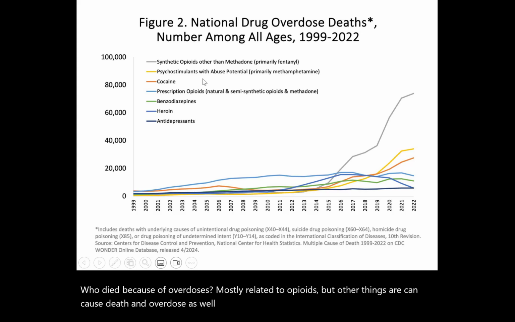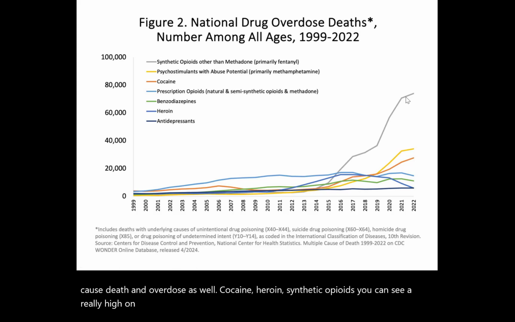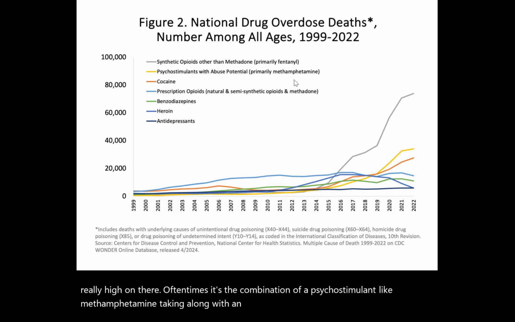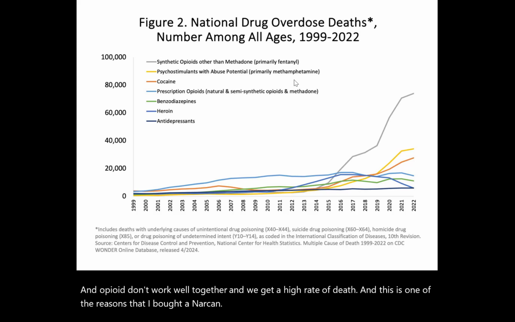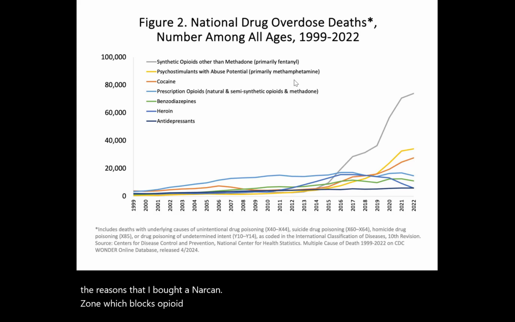Cocaine, heroin, synthetic opioids, you can see are really high on there. Oftentimes it's the combination of a psychostimulant like methamphetamine taken along with an opioid. The psychostimulant and opioid don't work well together, and we get a high rate of death. This is one of the reasons that I bought Narcan, naloxone, which blocks opioid receptors and can help people who are overdosing from an opioid.